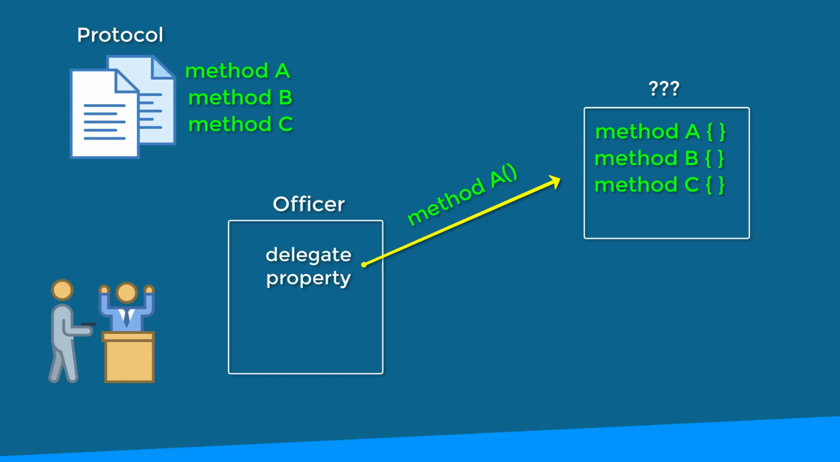This is how the officer object can call a method on the delegate object, even though it doesn't know what class type it is. The officer object knows that as long as the delegate object conforms to that protocol, it is sure to have the methods and properties listed in the protocol.